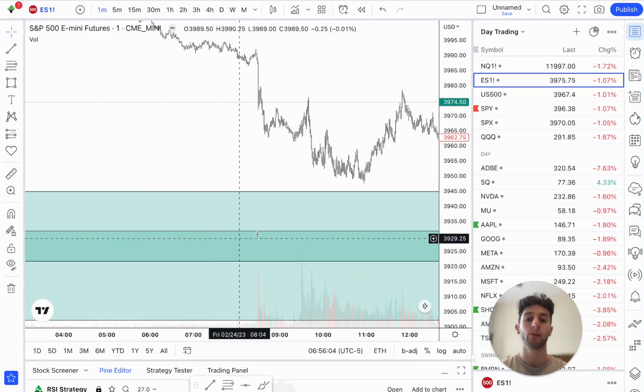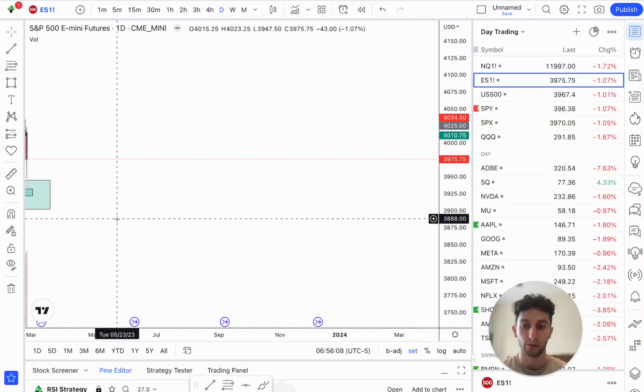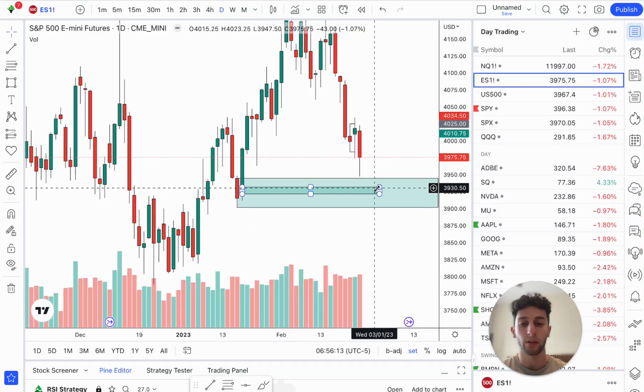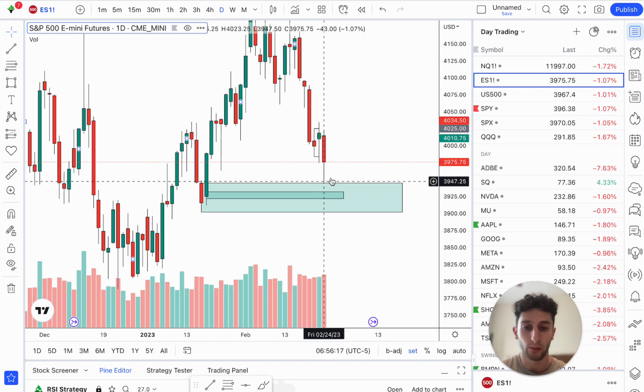So ES, this huge green zone here is a daily demand that I had, and I was expecting price to come down to that and bounce from it. So you can see here, we have this huge daily demand zone, the 1 hour demand zone inside of it that drew in there, but I was essentially looking for price to come down here to look for longs.